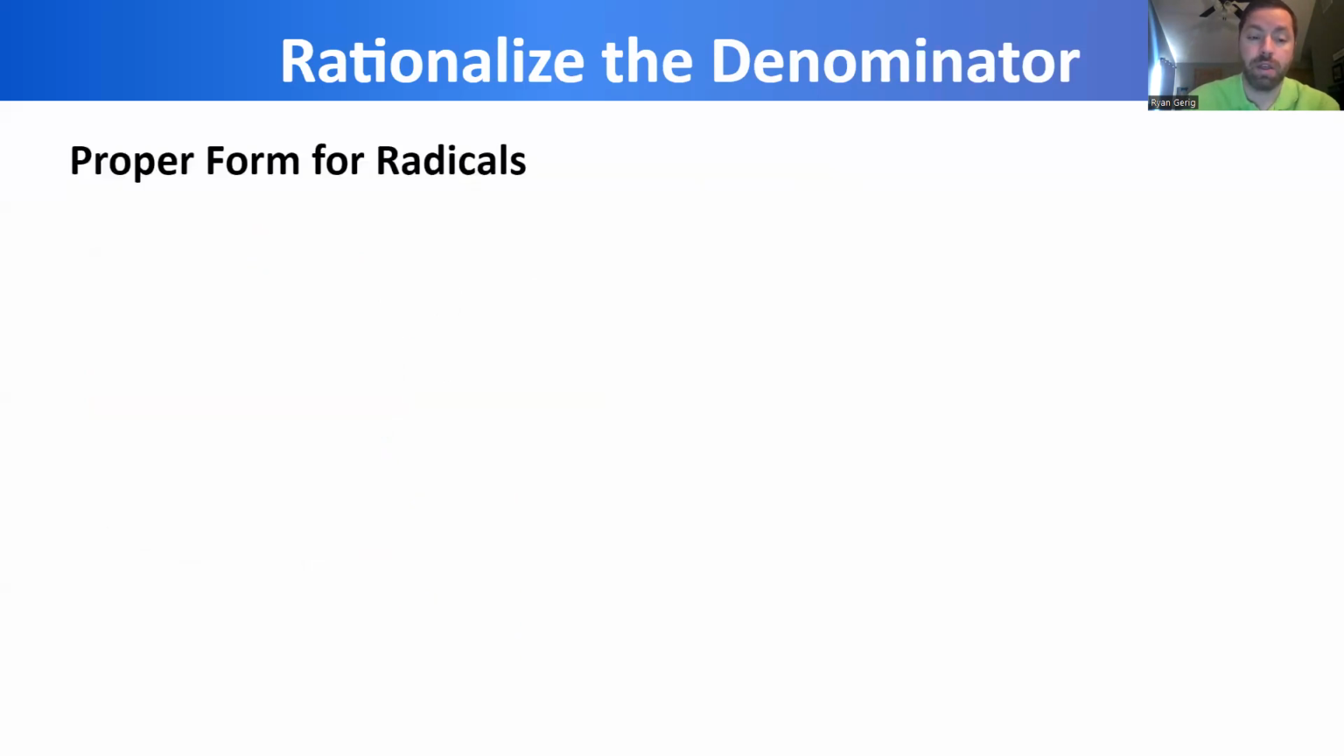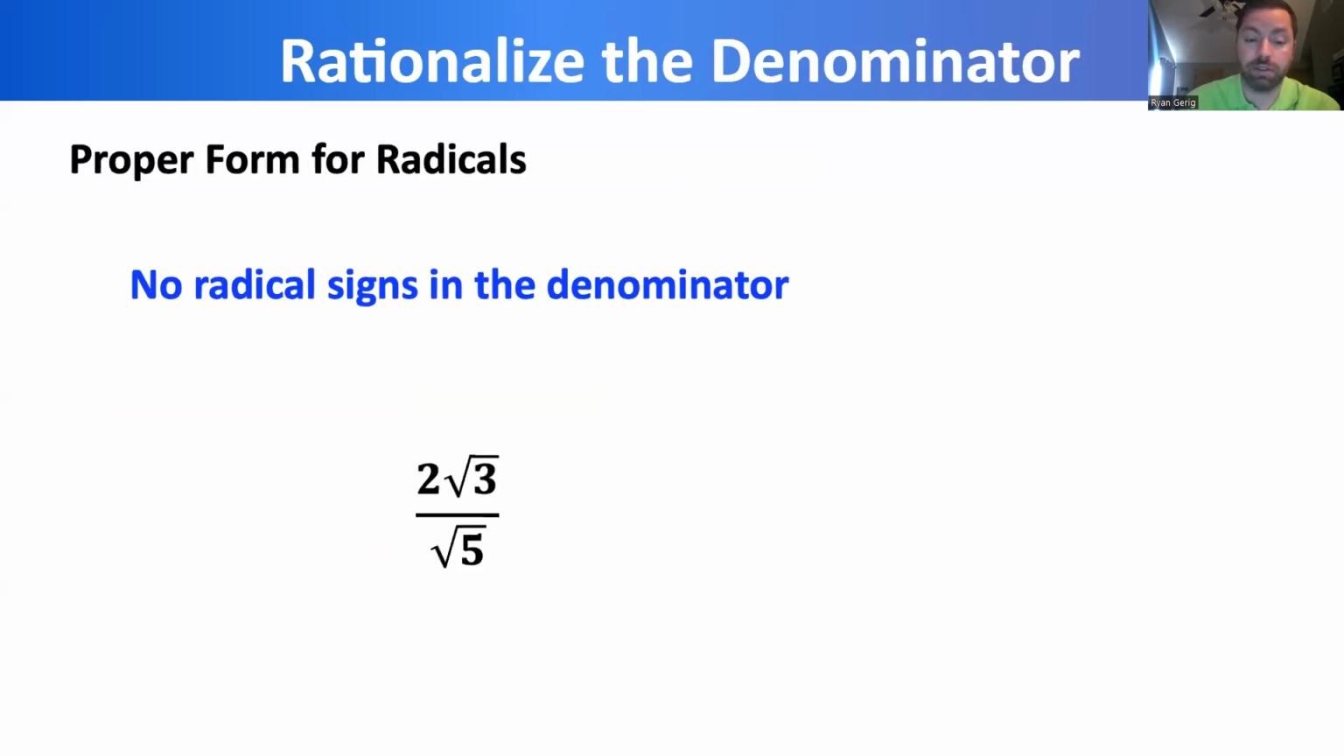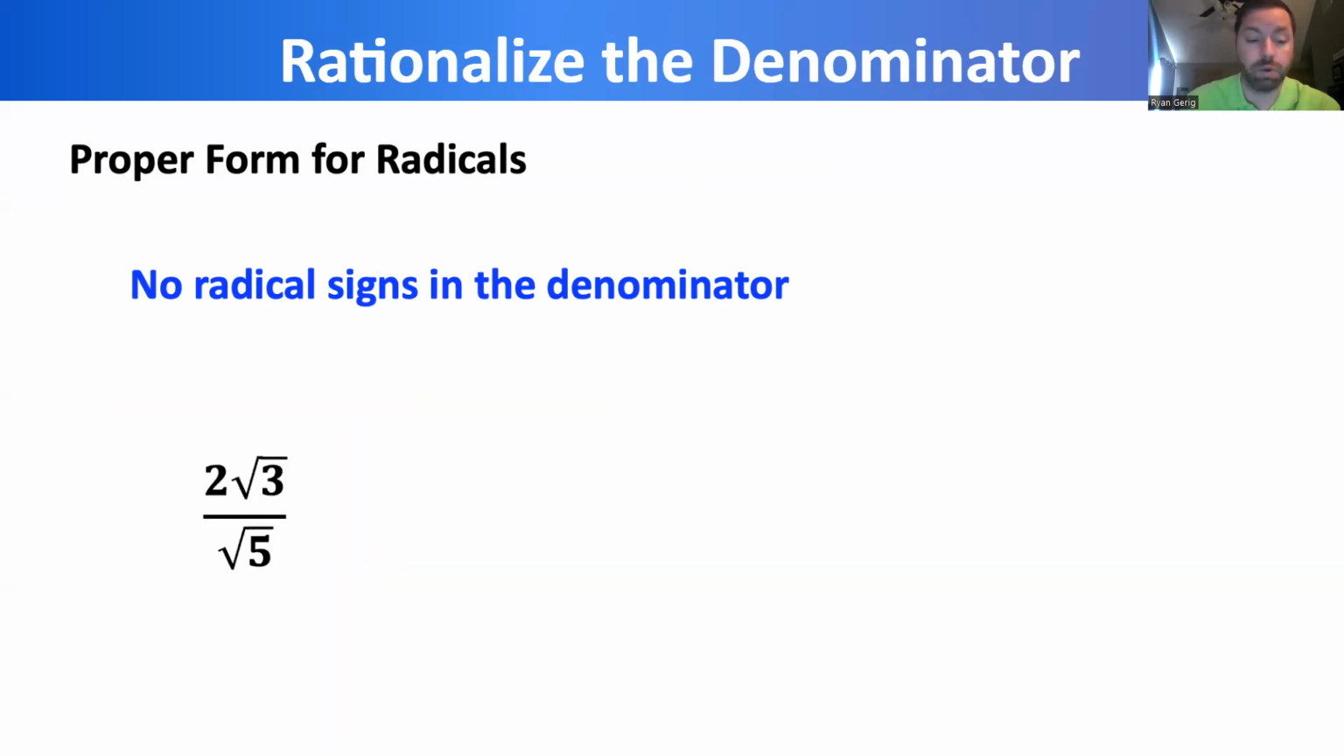So there's a proper form for radicals. We'll go back to radicals now. You cannot have a radical sign in the denominator. You just can't do it. So if you have an answer like this, can't do anything with that any further. I can't reduce the 3 and the 5. But I can't stop there because I have a radical in the denominator. It's not allowed. So what do we do?